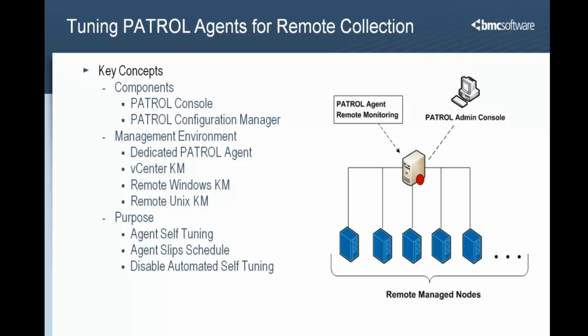Knowledge Module. Out of the box, a patrol agent is configured to automatically scale back data collection when its work rate exceeds a certain threshold. This is to ensure the agent does not consume excessive resources when other processes, such as application code and database applications on the managed node, need those resources. These out-of-the-box settings are proper configuration for most implementations where the agent is installed locally on the managed node.